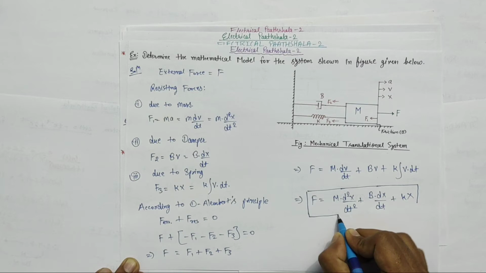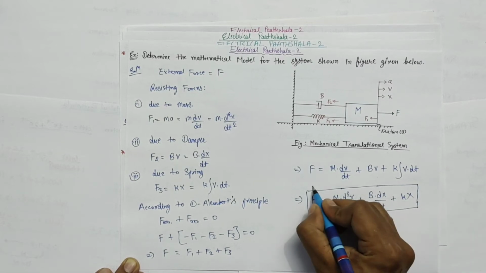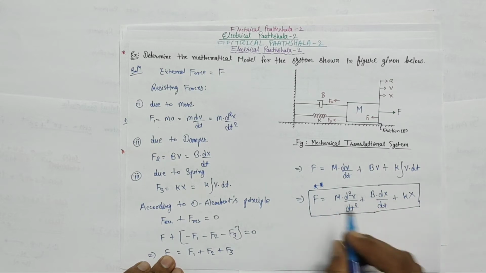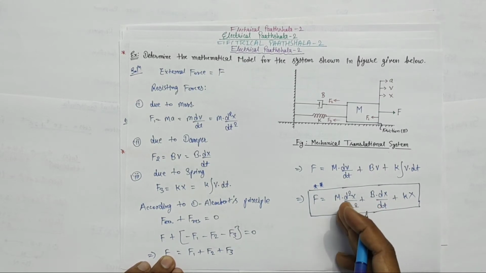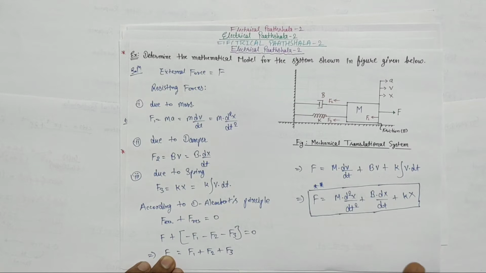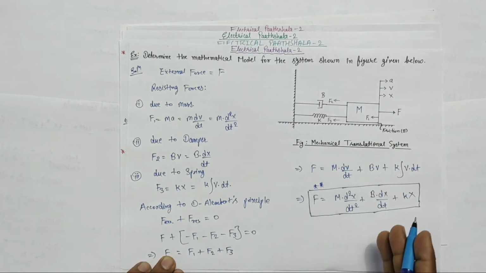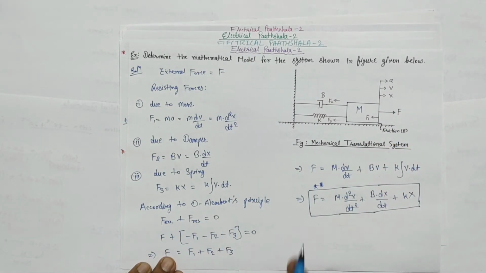in terms of displacement, and this equation is very useful. So this equation here in terms of displacement is important, and we will use this equation when we talk about analogous systems in our next lecture. This is the mathematical model for this mechanical translational system which we got using D'Alembert principle.